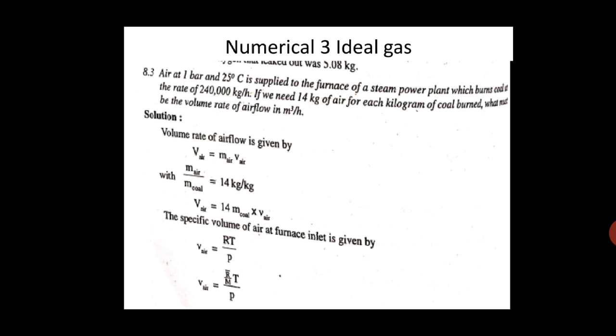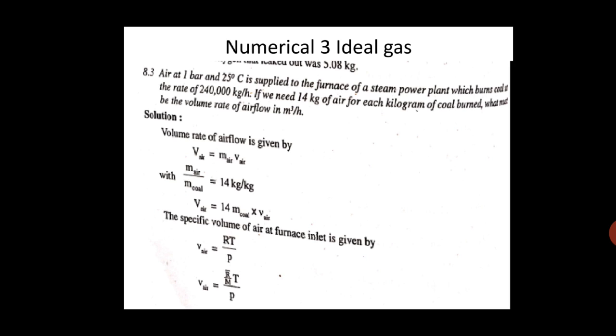Air at 1 bar and 25 degrees centigrade is supplied to a furnace of a steam power plant which burns coal at a rate of 2,40,000 kg per hour. If we need 14 kg of air for each kg of coal burned, what should be the volume flow rate of air in meter cube per hour?